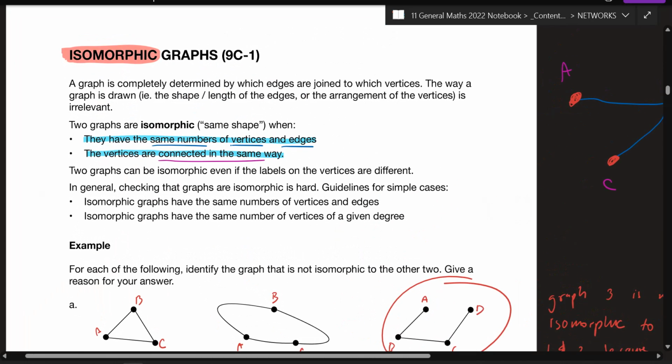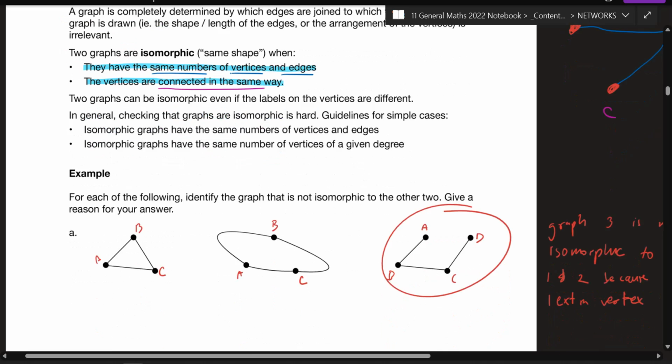Isomorphic, okay, what does that mean? Really quickly, isomorphic, weird word. Fahd, what does isomorphic mean? They're exactly the same. Even though the labels are different on the vertices, the connections are the same, the number of edges are the same, and the degrees are the same. I should keep that in mind.